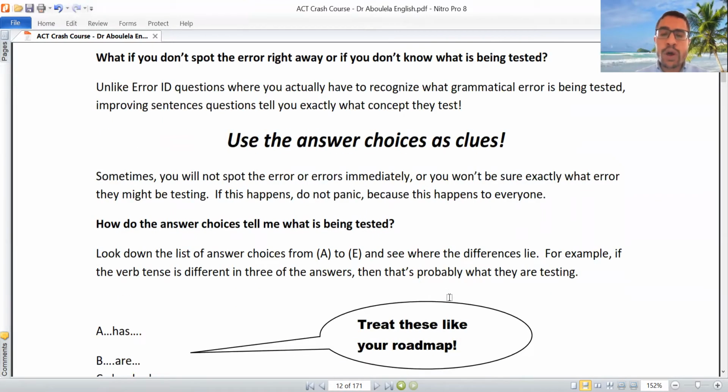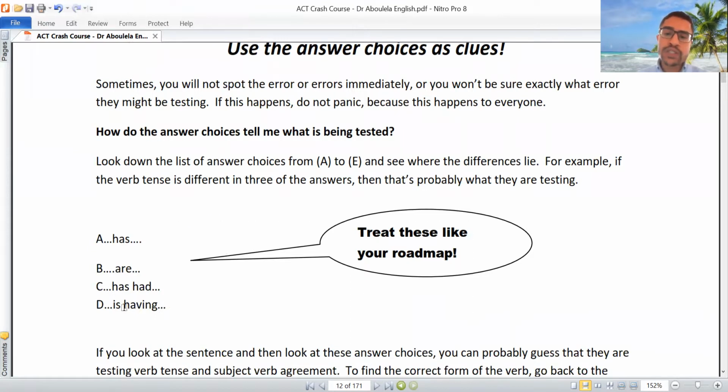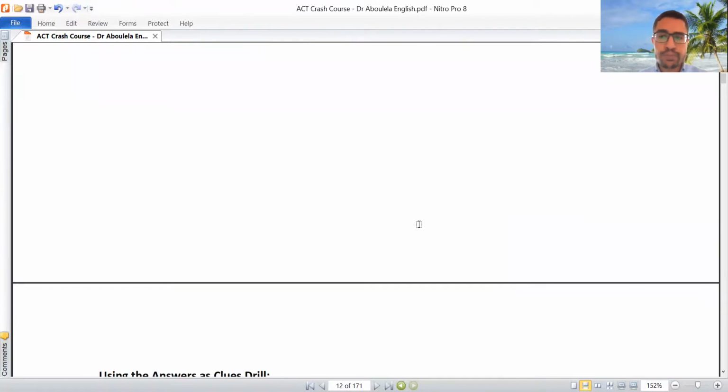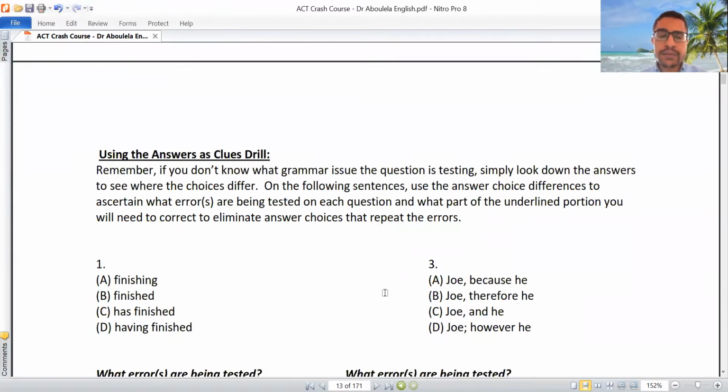So as we said, one way to attack the ACT English questions is to use the answer choices as clues. If you look at these answer choices, for example, you can treat them like your roadmap. So if you have has, are, has had, is having, most probably what's being tested here is subject-verb agreement because you have are, has, and is, and also has. I would believe that the correct answer would be are because has and is, the 3 of them are singular forms of the verb. Most probably the subject will be plural.